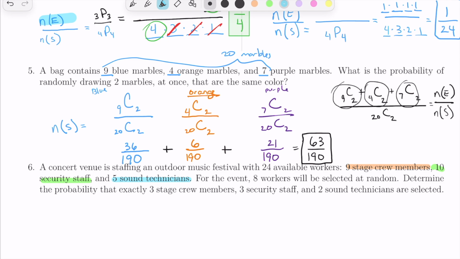And for some strange reason, they're just throwing all the names in the hat and hope that it works out. This is probably not a good idea. But it's fun for us to calculate what's the likelihood it's going to work out for them. So they're going to choose 8 workers.